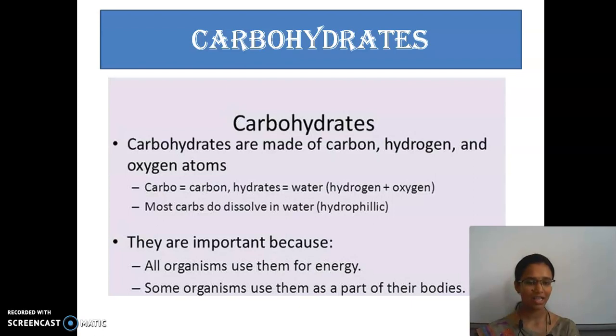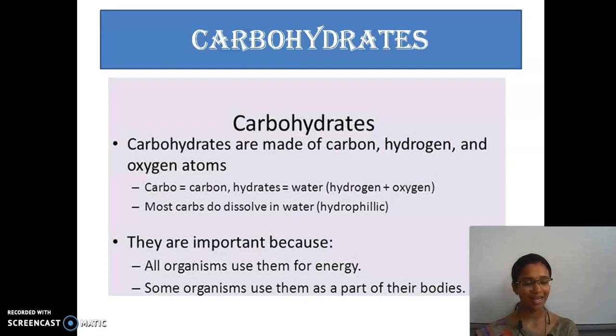So during respiration, what do humans do? They take in oxygen and give out carbon dioxide. But plants take in carbon dioxide and give out oxygen. So carbohydrates consist of three elements: carbon, hydrogen, and oxygen.